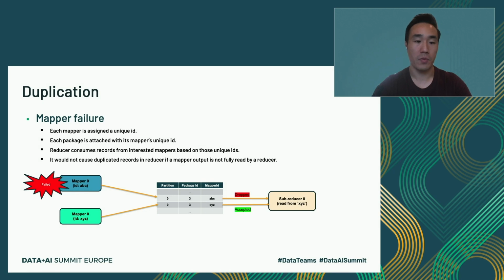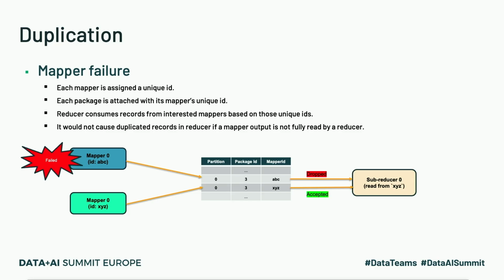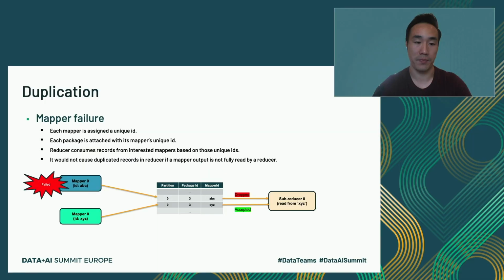So, to make Cosco work with file splitting boundaries with skew mitigation, we need to find out a new way to deal with duplications. Basically, there are two ways a duplicated record could be generated. The first one is caused by mapper failure and restart. We deal with this by assigning unique IDs to different mappers. Even for a restarted mapper, it has a different ID from the original failed one, and each record is appended with its mapper's unique ID.